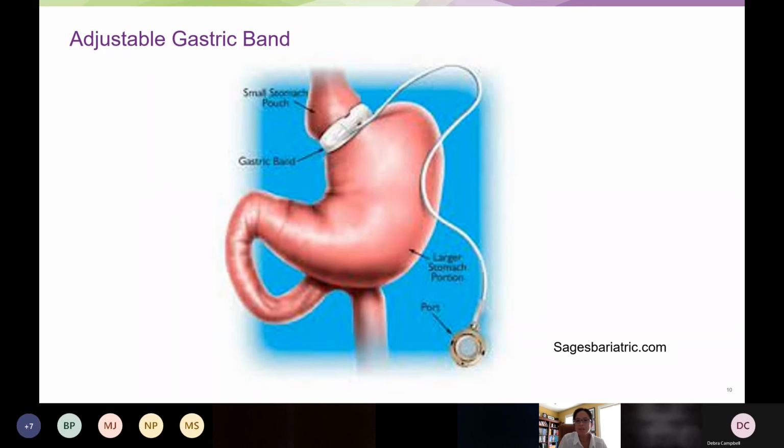And the first adjustment for the band is basically done about 4 weeks after surgery. And we just lay them on an exam table, feel for the port, inject saline in there to make that band tighter. We could loosen it by taking some saline out. And usually we bring them back every 2 weeks till the band is adjusted just right. Next slide.